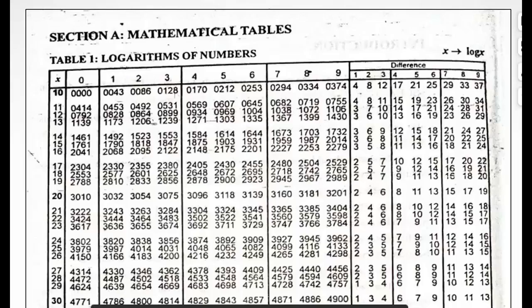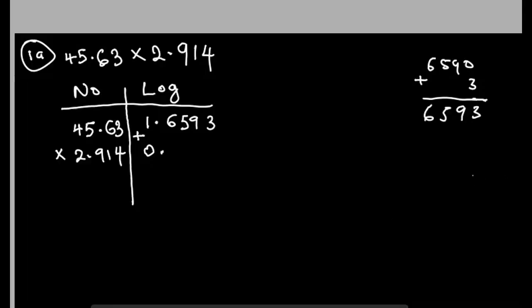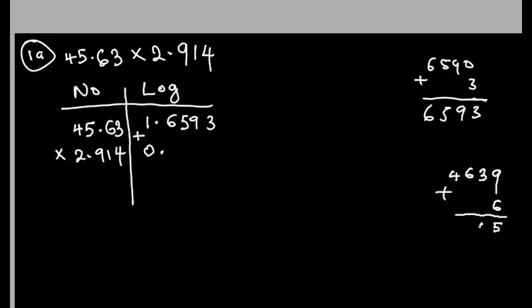Sorry, 29 under 1 is 4, 6, 3, 9. So the difference of 4 is 6. So when we add this, we have 9 plus 6 is 15. We have the other one, 4, 6, and 4. So it becomes 4, 6, 4, 5.